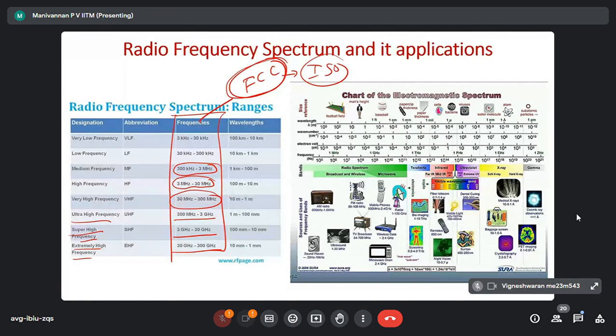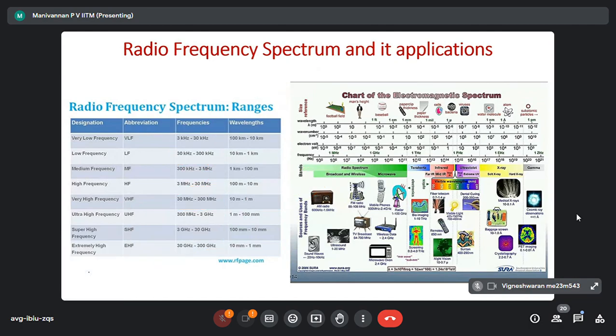And then we have spectrum for FM. FM is, you know, that 88 to 108 megahertz. This is FM radio. Right? Like that is fixed. Okay, fine. This picture gives an idea. Okay, already whatever I explained is here.